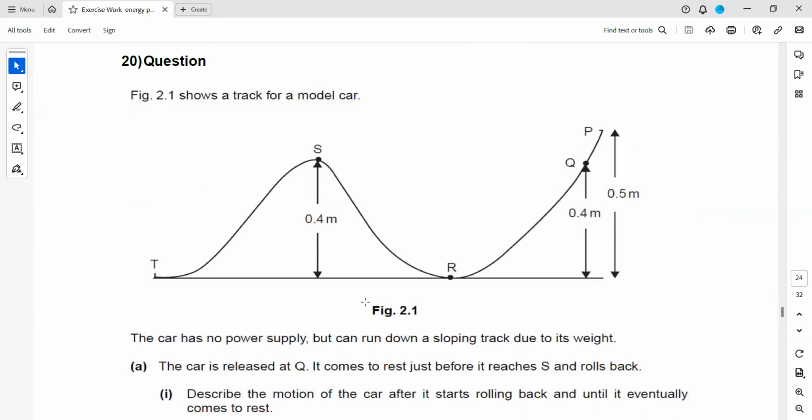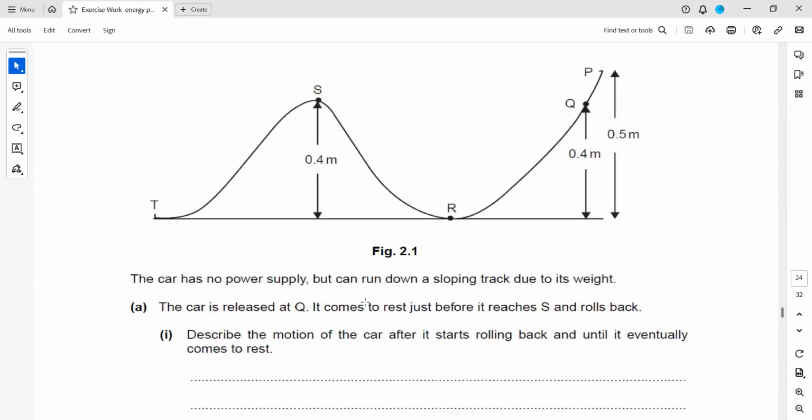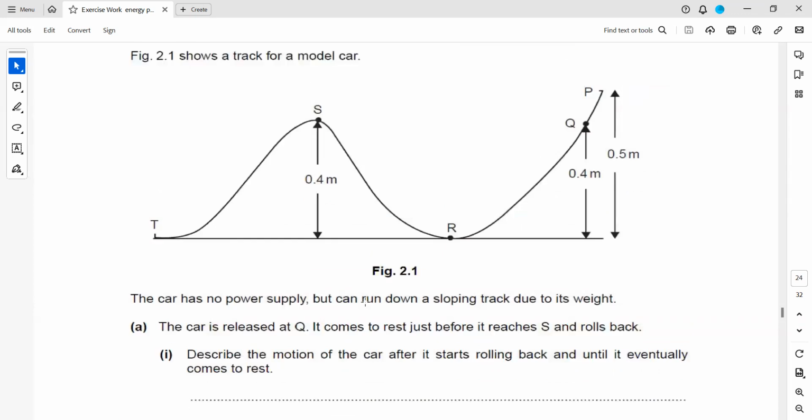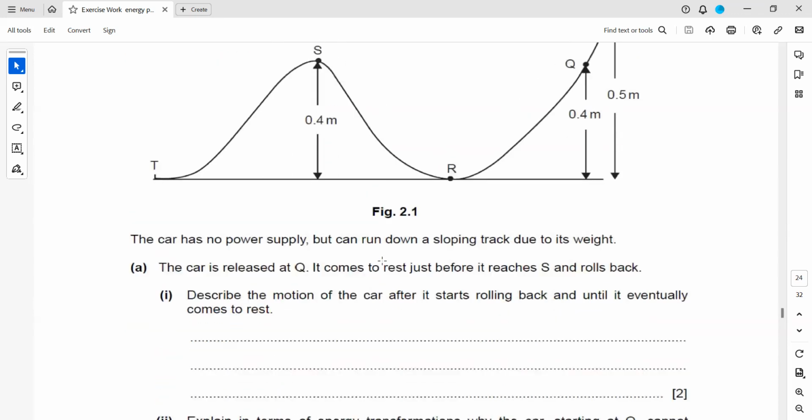In question 20, figure 2.1 shows a track for a model car. The car has no power, but can run down a slope due to its weight. The car is released at Q and comes to rest just before it reaches S, and then it rolls back. Describe the motion of the car after it starts rolling back until it eventually comes to rest.